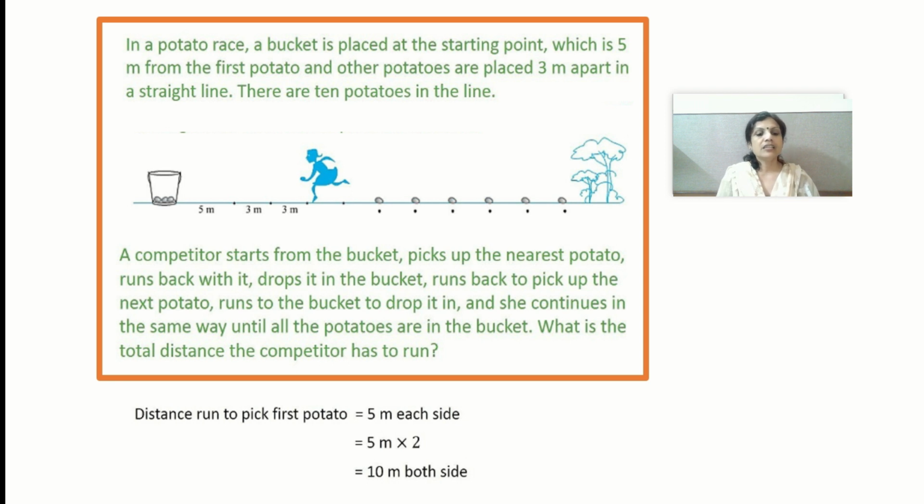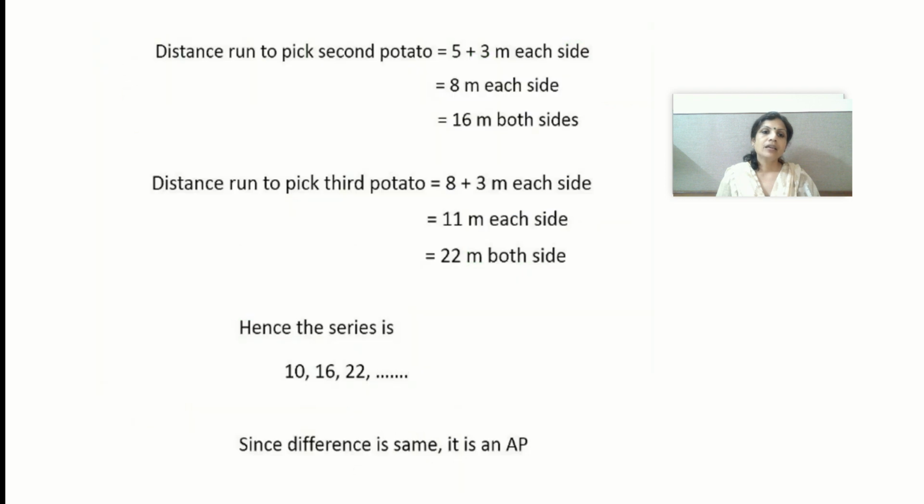Now see, the distance run to pick up the first potato is equal to 5 meter each side, because the competitor will run 5 meter, pick up the first potato, come back and put it into the bucket. So 5 meter each side. So the total distance will be 5 meter into 2, that is 10 meters. Alright. Then distance run to pick the second potato. So how much will be the distance? 5 plus 3 meter each side. Alright. So 8 meter each side, and both sides it will be 16 meters.